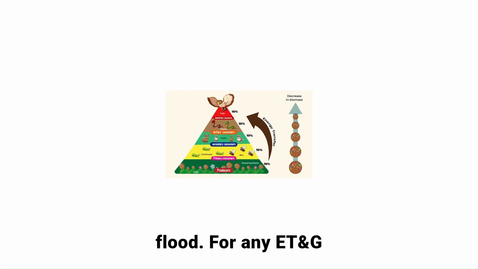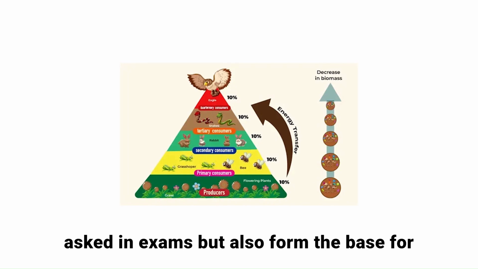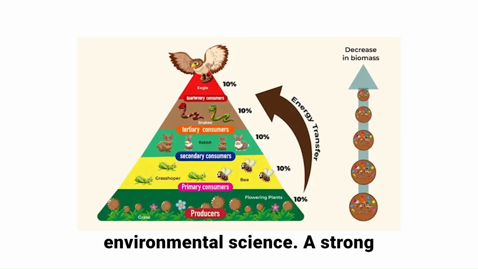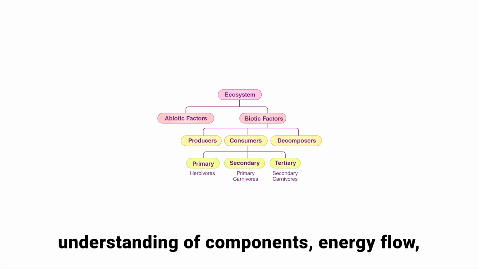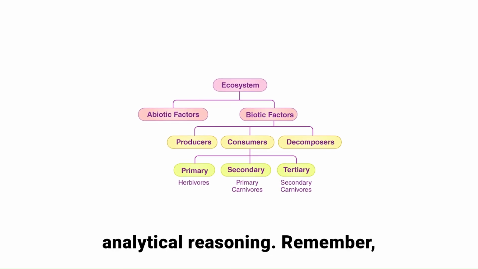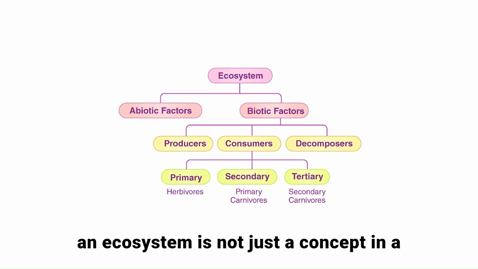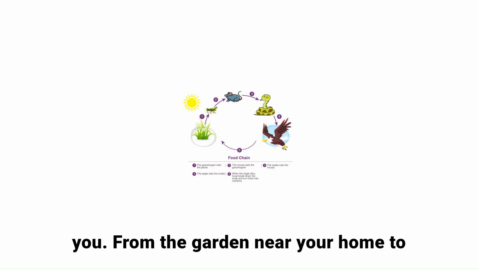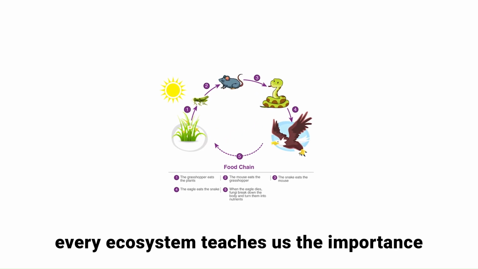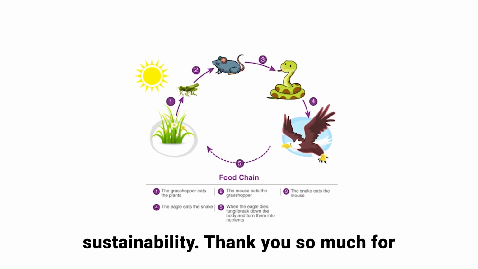For NEET and JEE aspirants, this chapter offers key concepts that are not only frequently asked in exams but also form the base for higher studies in biology and environmental science. A strong understanding of components, energy flow, and ecological pyramids will give you an edge in both theory questions and analytical reasoning. Remember, an ecosystem is not just a concept in a textbook, it is the living world around you. From the garden near your home to the oceans and forests across the globe, every ecosystem teaches us the importance of balance, interdependence, and sustainability.